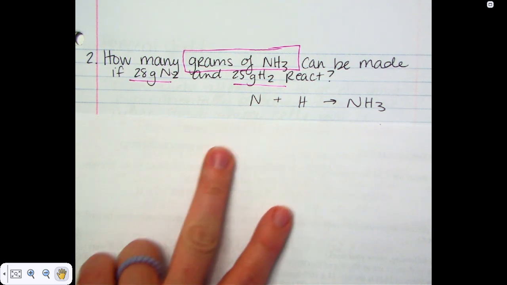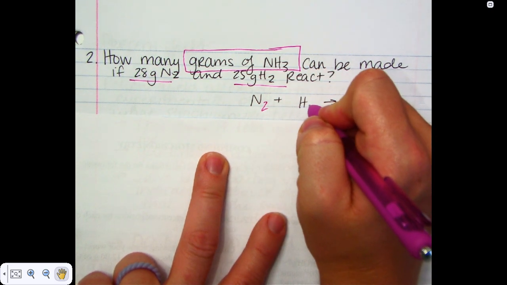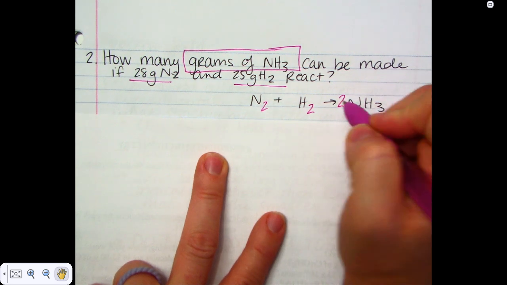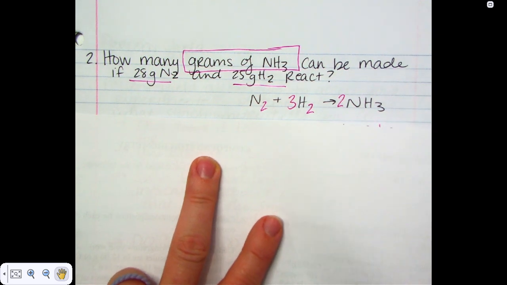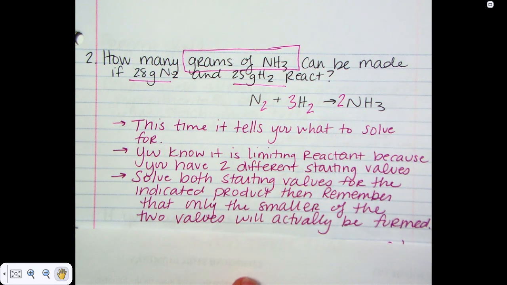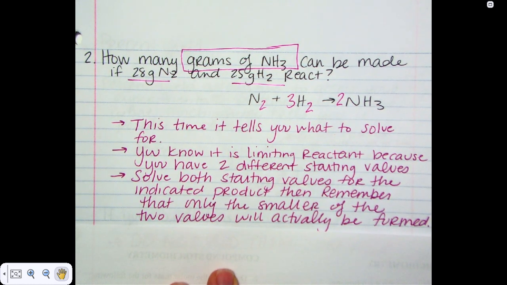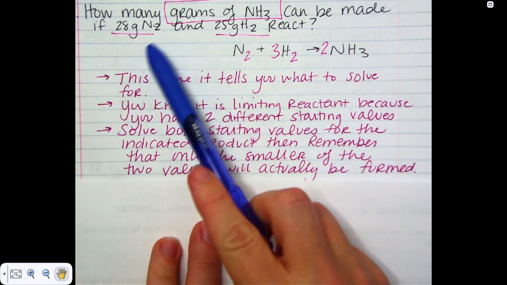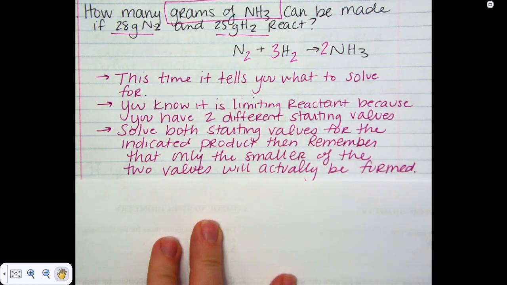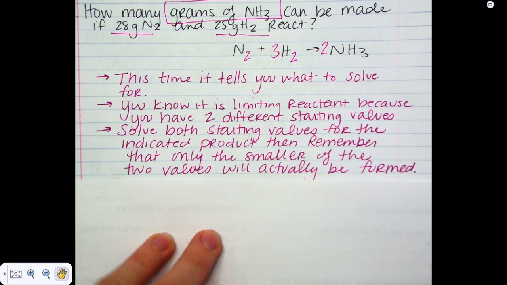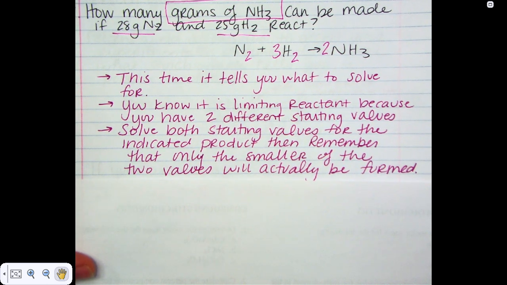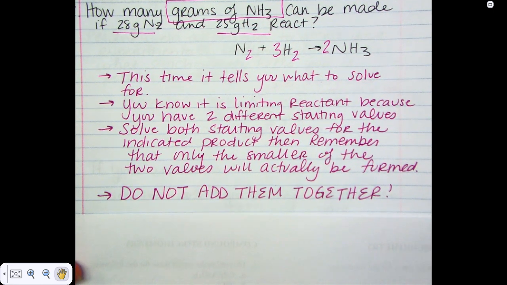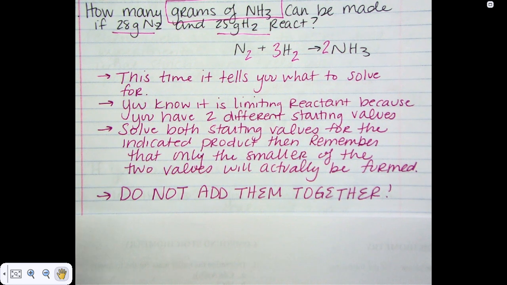reactants. All right, so let's balance our equation. So diatomic, 2 here, 3 here. All right. So it tells you what to solve for. You know it's limiting reactant, again, because you have two different starting values. You're going to solve both values given for the same thing, and then you compare. And remember that you're going to get two numbers, but you can only make the smaller one because that's when you run out of that reactant. And for the love of God, don't add them together, right? If I can only make the smaller one, I certainly can't make both of them.